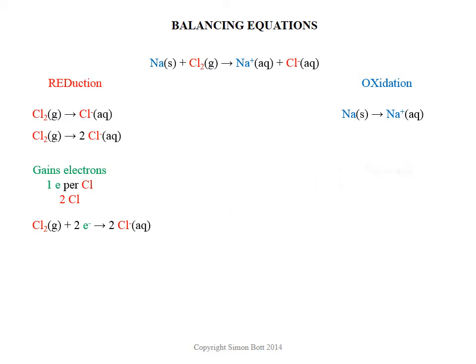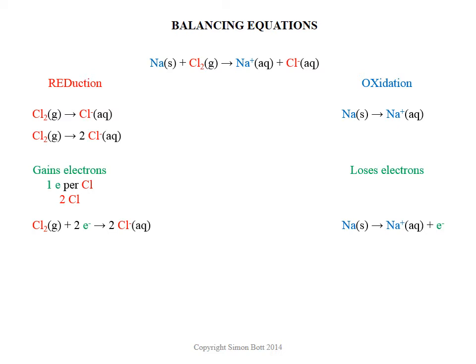Same type of process up here with the oxidation, but it's much easier. Oxidation is the loss of an electron. Loss of electrons, in this case 1 electron. Sodium goes from 0 to 1 plus, therefore it loses that electron.